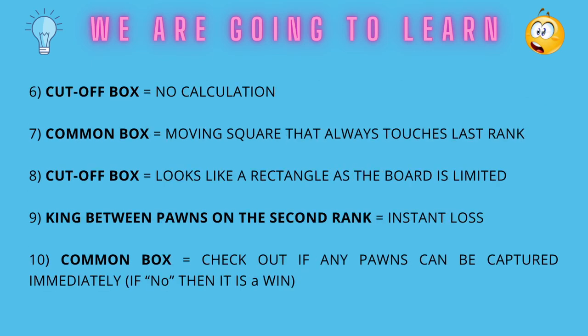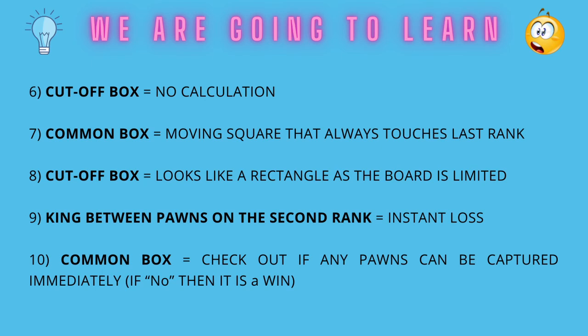Are there any types of moving square where, once you reach it, you do not need to make any calculations? What is the common box and how is it connected to touching the last rank by the moving square? Why does the moving square that goes beyond the last rank remind us of a rectangle instead of a square? What happens when the opponent's king stands between the separated pawns on the starting position?